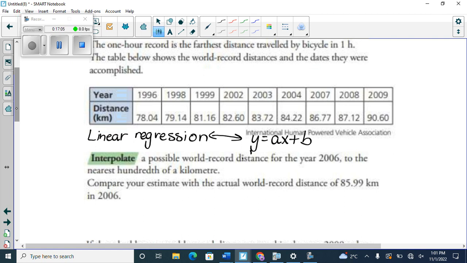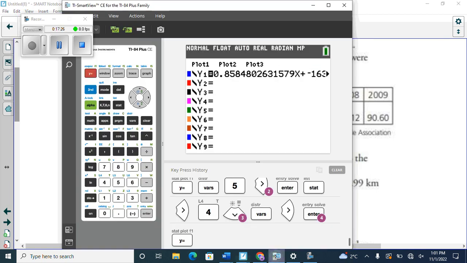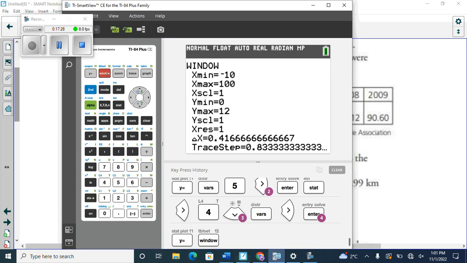So what you do is you're going to look at your data, and you're going to make always your x minimum lower than whatever the minimum is here, your x max higher than whatever the x max is here, your y min lower, your y max higher. So what is my lowest x currently? My x minimum? 1996. So I'm going to make mine be 1980. So I'm going to go to my window, and I'm going to make my x minimum be 1980.